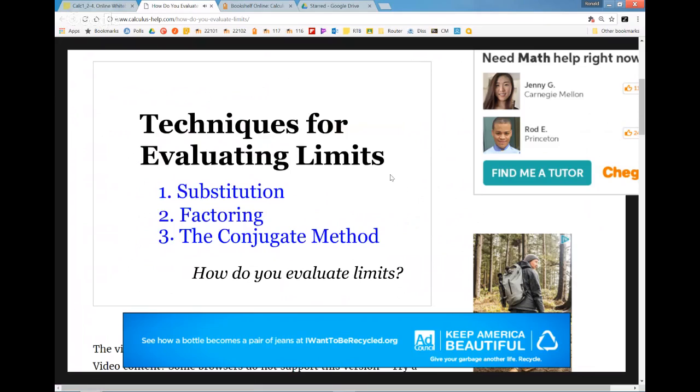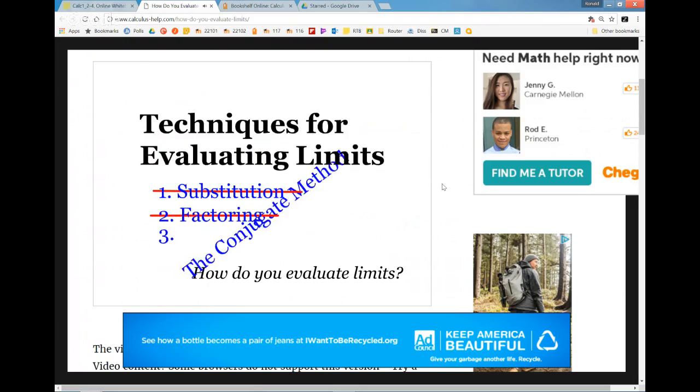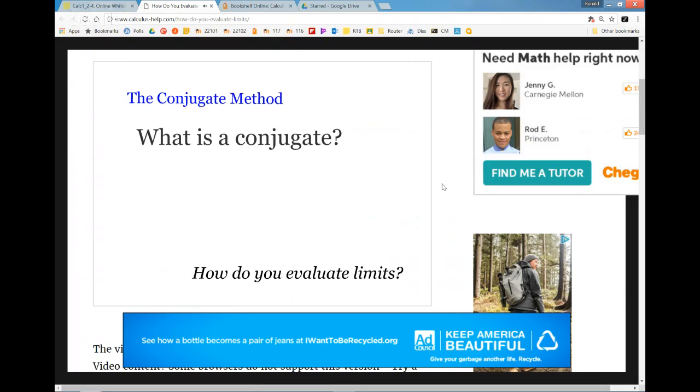If the substitution method fails and the factoring method fails, you're not without hope. You can still try the conjugate method. Before we talk about the conjugate method, though, we might as well figure out what a conjugate is first.